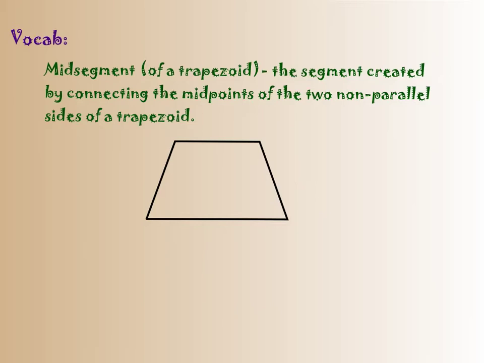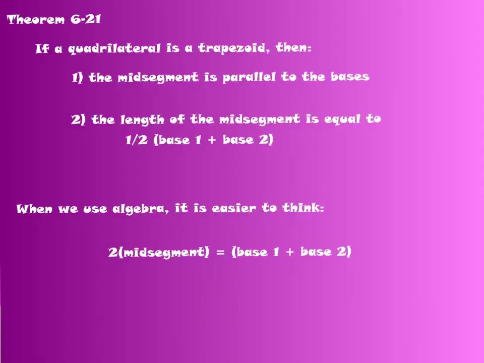So if I find the midpoint of each of these legs and I connect them with a straight line, that is called my midsegment. All I have done is find the midpoint of each of those sides, and then connect them with a straight line, and that is called the midsegment of my trapezoid.